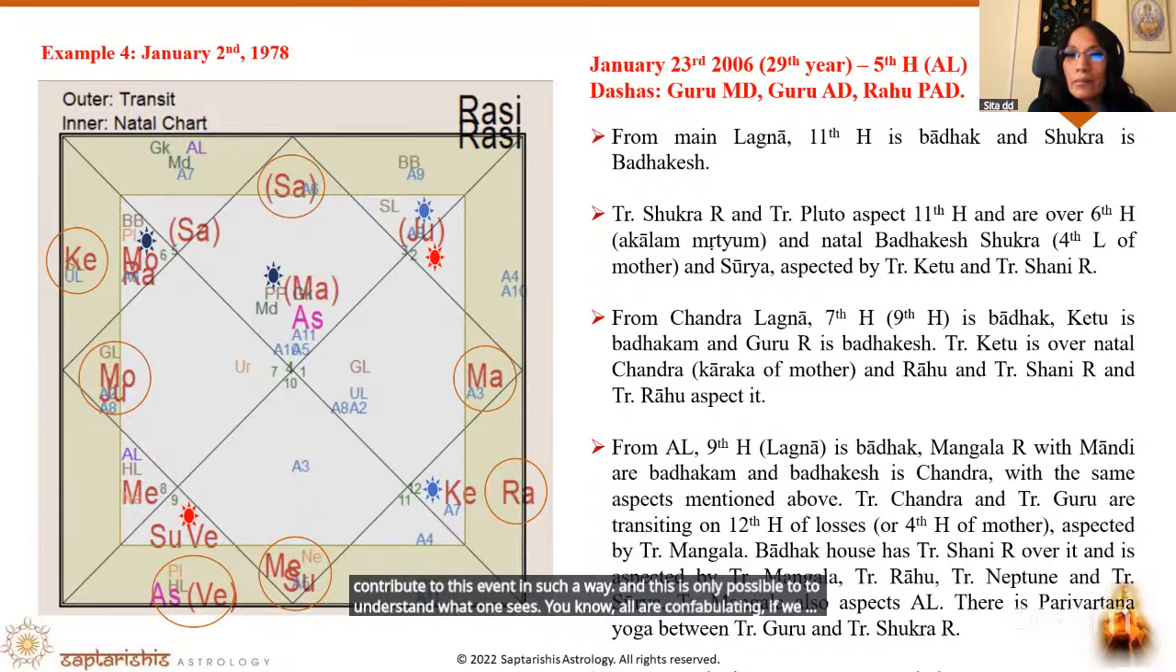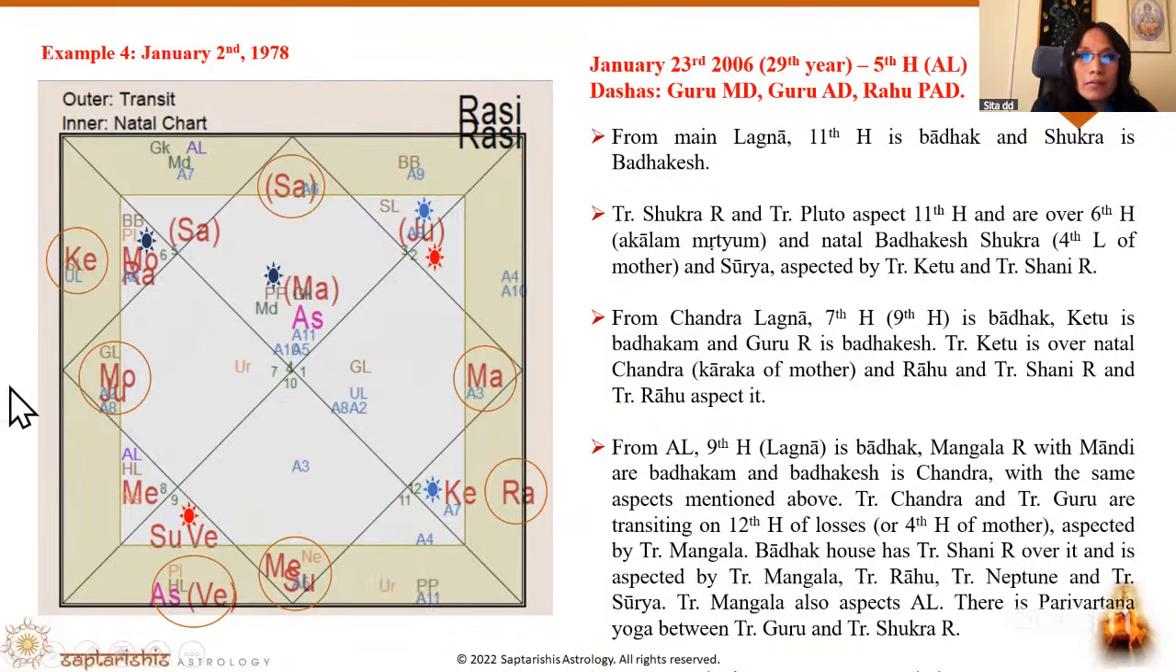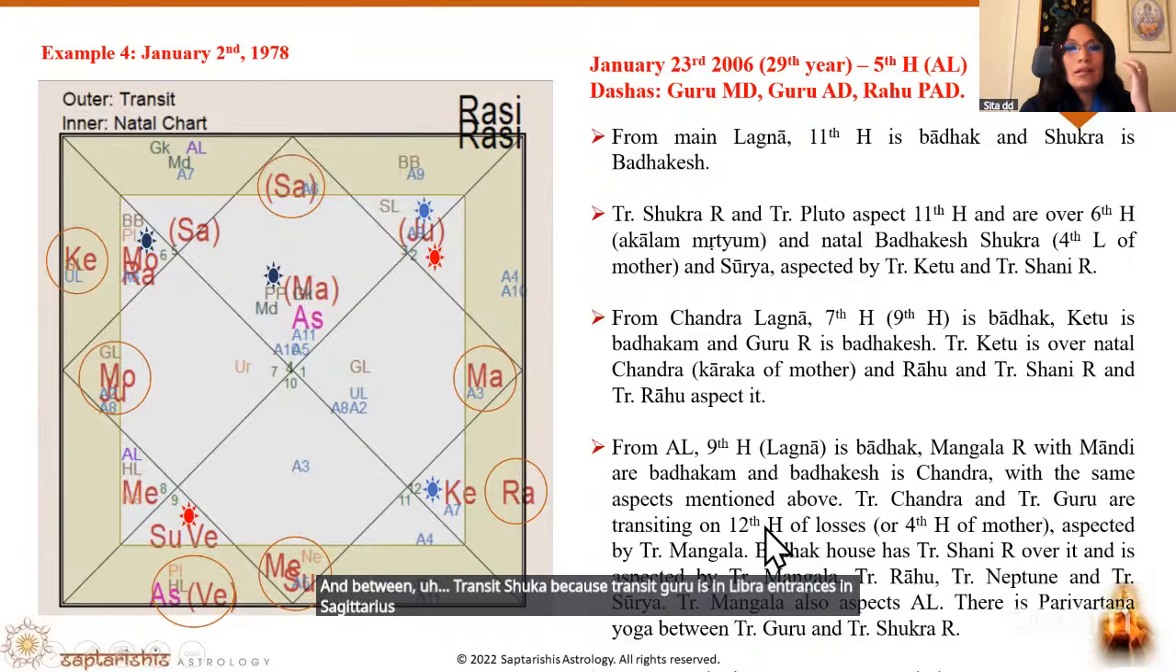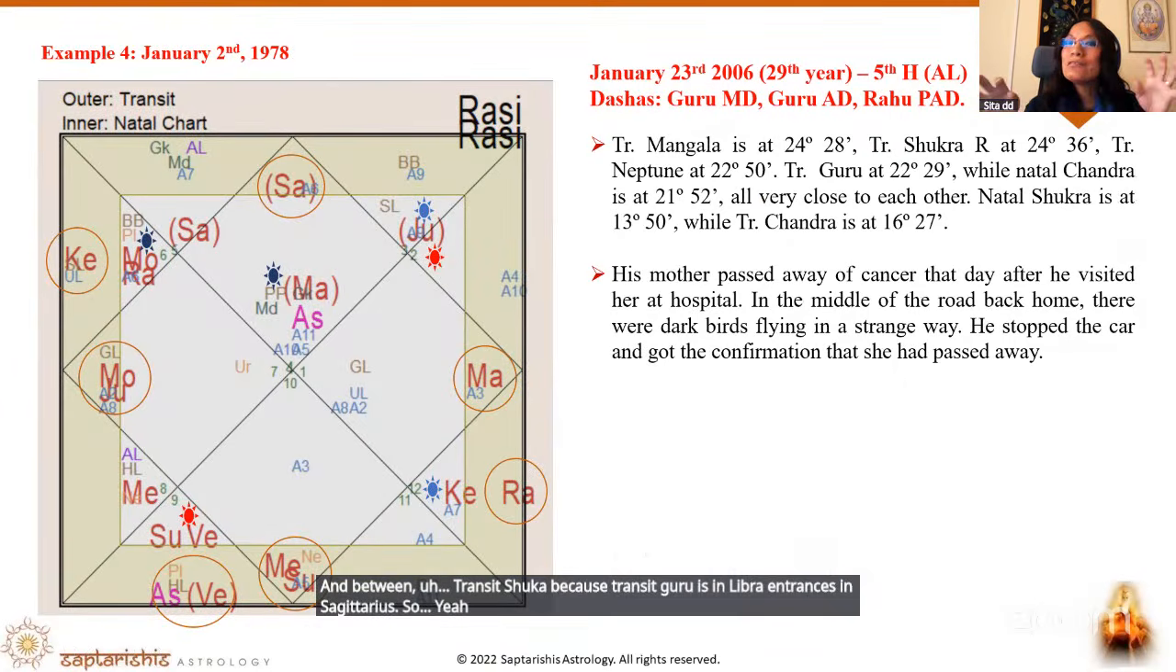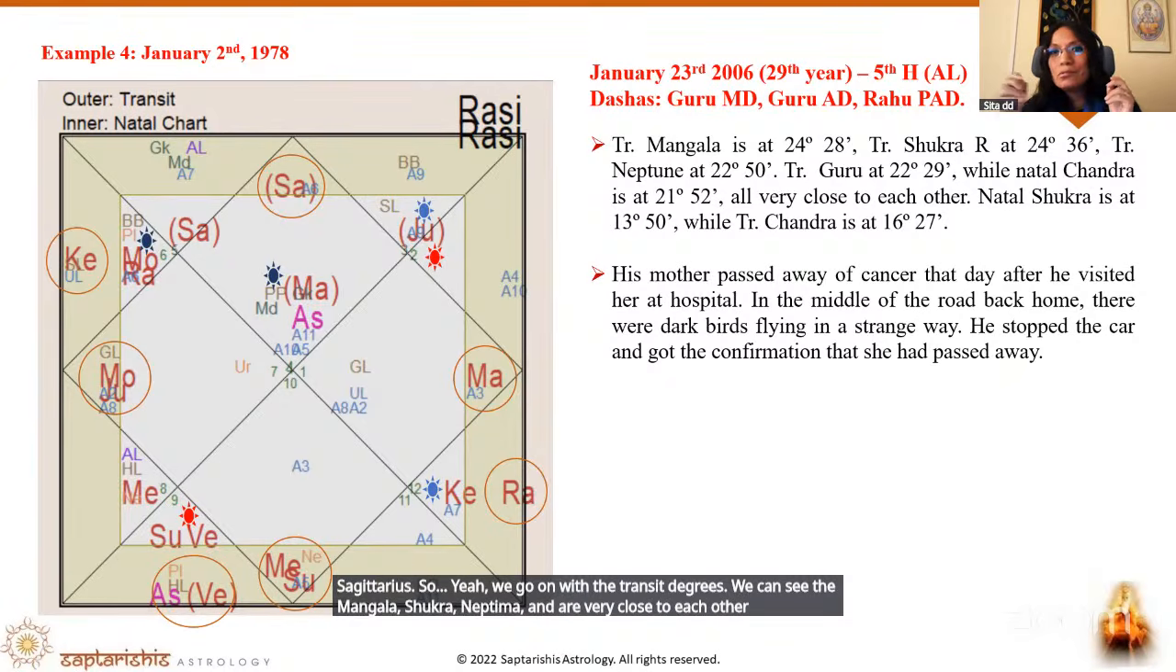So here there is a Parivartana yoga between transit Guru and transit Shukra, because transit Guru is in Libra and transit Shukra is in Sagittarius. So, yeah, we go on with the transit degrees. We can see the Mangala, Shukra, Neptune are very close to each other. Also, Guru, Chandra are very close to each other.